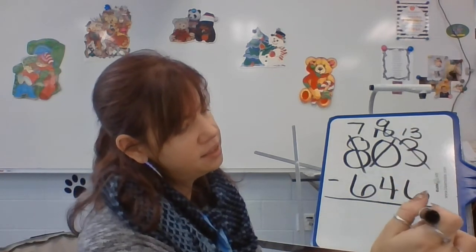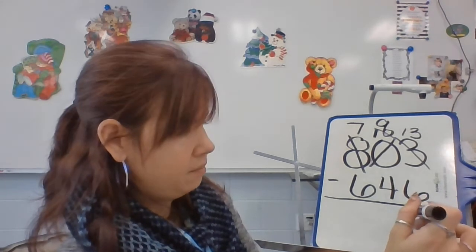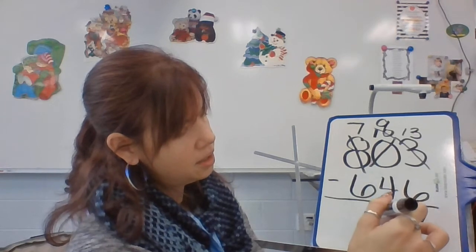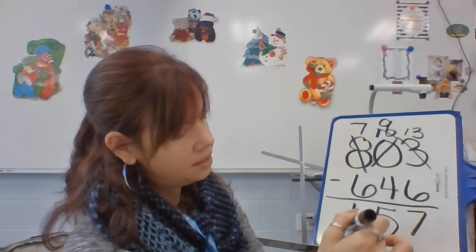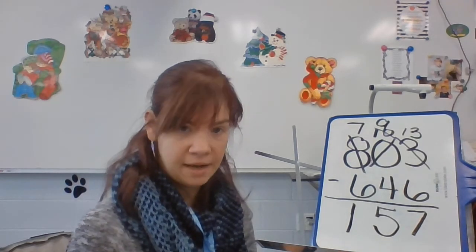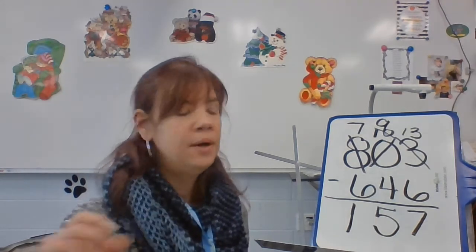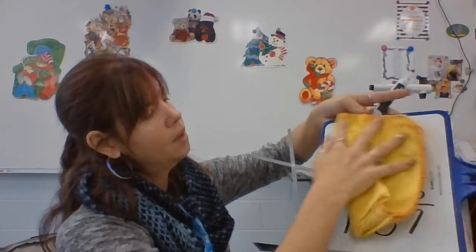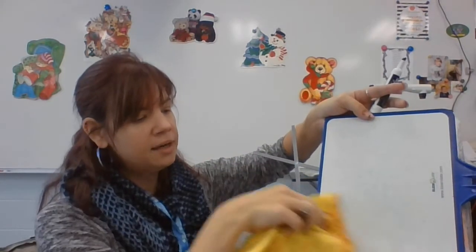13 minus 6. Let's see, that would be 7. 9 minus 4 is 5. And 7 minus 6 is 1 for 157. All right, we're getting down. We have 3 more to go. Hopefully it's starting to make some sense. Just remember, if the top number is too small and you can't subtract, you have to go next door.